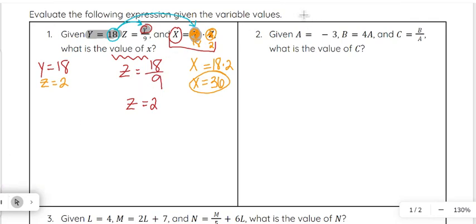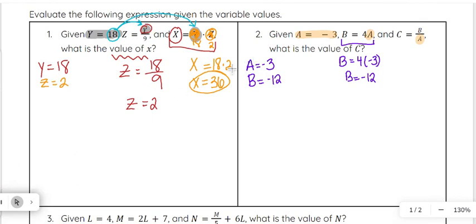Now, similar concept here in number 2. We're given that a is equal to negative 3. So anywhere there's an a in any of the other equations, we can put negative 3 there. So here we know that if a is negative 3, b is 4 times a, and c is b divided by a. So we already know that a is equal to negative 3. If we want to find b, we're going to use this equation right here. So we're going to use b equals 4 times negative 3. 4 times negative 3 is negative 12, so b is equal to negative 12. So we can add that to the list of information we know.